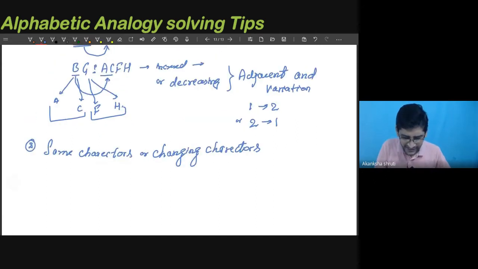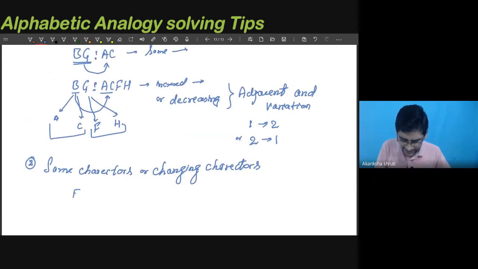Say we are writing like this, BG is to AC. Here we are observing B has been decreased by 1 to get A, and G is decreased by 2. So what is the relation here? B minus 1, we are getting A. Our G is 7 and C is 3. So 7 minus 3 is 4, means it is also decreasing.